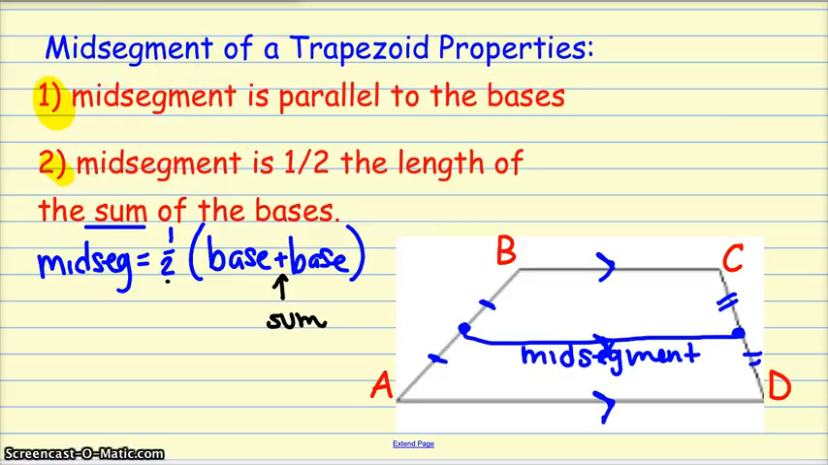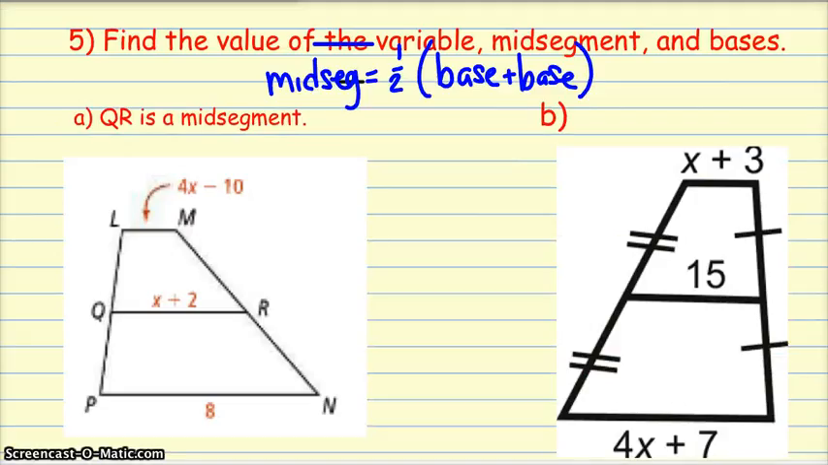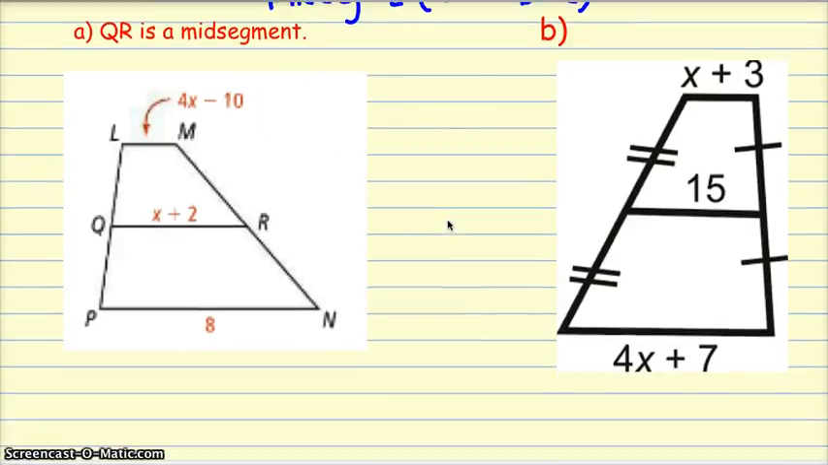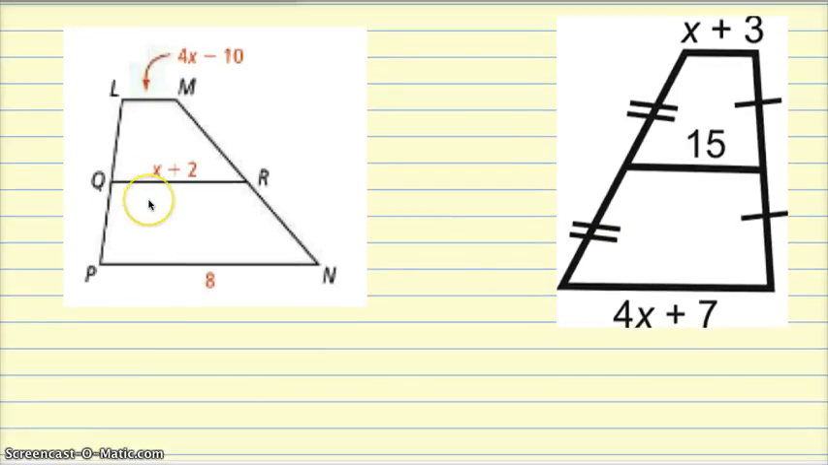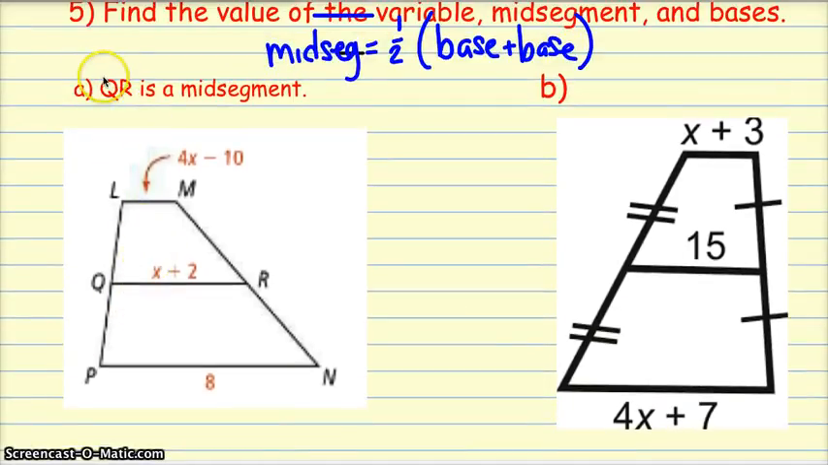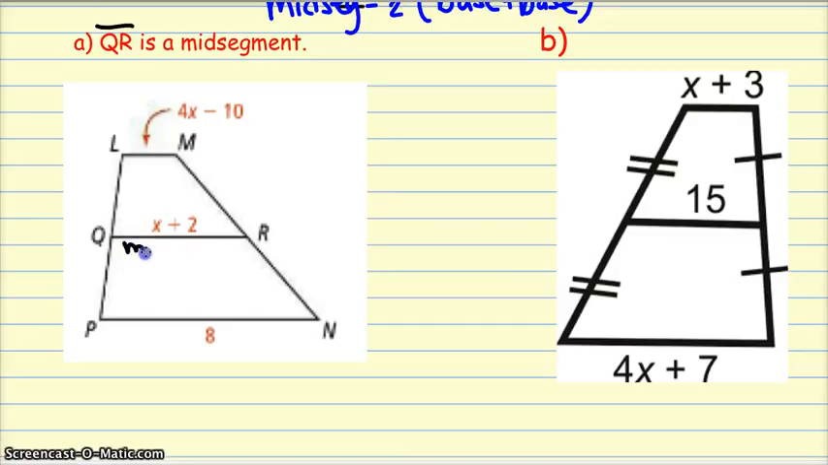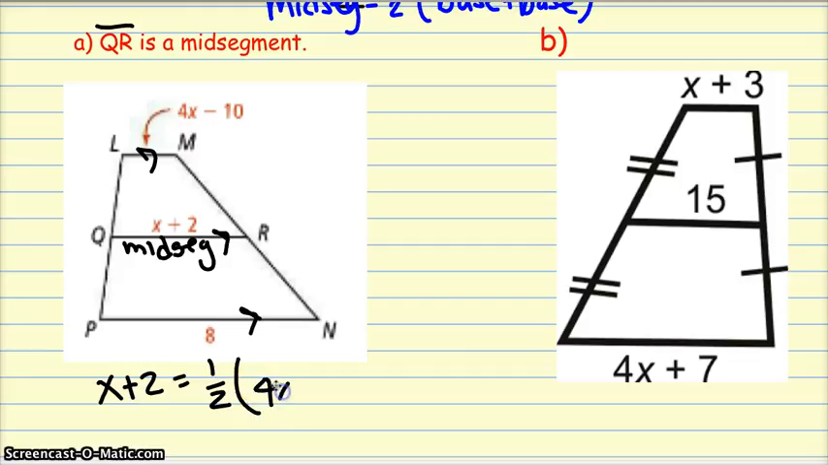So now let's go ahead and try a couple of problems. It says find the value of the variable, the midsegment, and the bases. So I've written the formula here: the midsegment equals half the sum of the bases. It says QR is the midsegment. So it's telling me that this thing right here is the midsegment. So that means that these three lines are parallel. And it also means that the midsegment is equal to half the sum of the bases. There was the top base added to the bottom base. So we've got an equation.